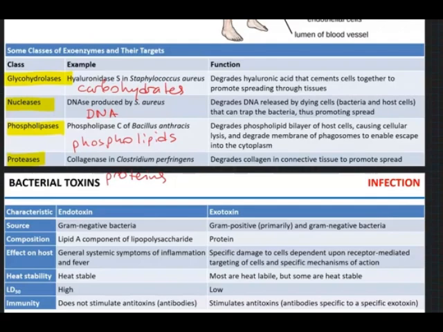So know these 4 classes of exoenzymes. Sounds good? So, since we have some stuff to do, let's wrap it up for today.